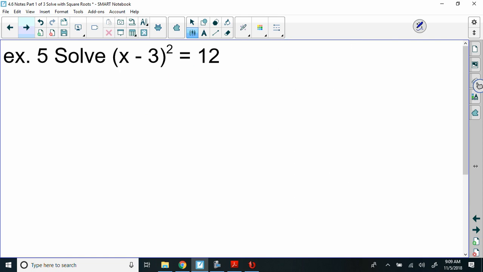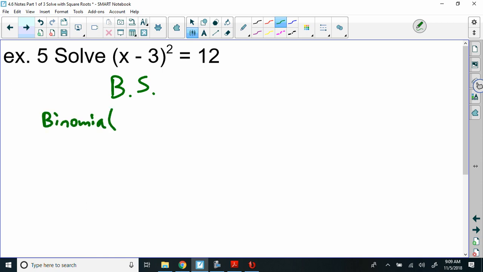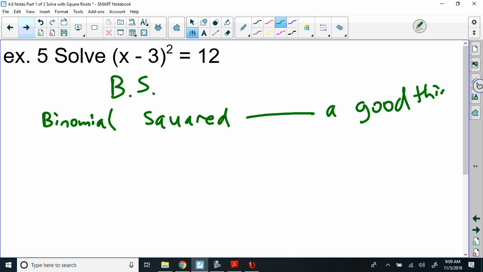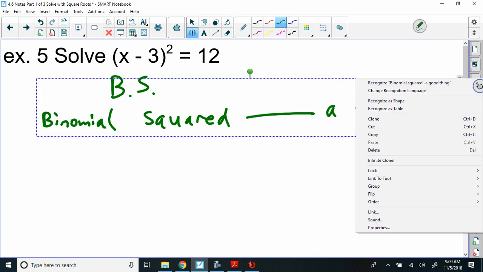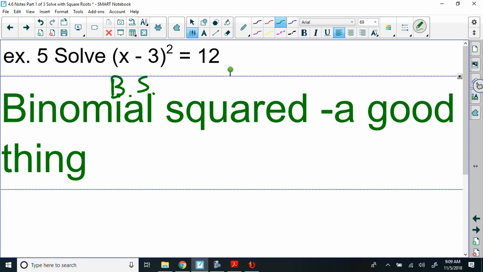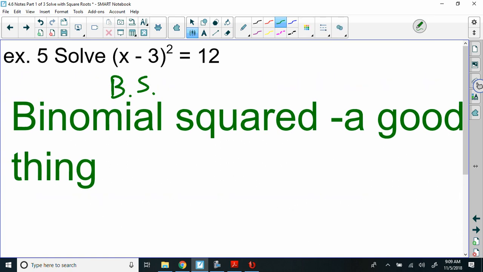Well, we're almost there. Example 5, it looks like we've got some of this. Sometimes that's a bad thing, but in this case, it's a good thing. That 2-letter acronym is a binomial squared. Binomial squared. That's a good thing. It's a very good thing. The square of a binomial is a good thing. It's awesome. You know what's so awesome about a binomial squared?